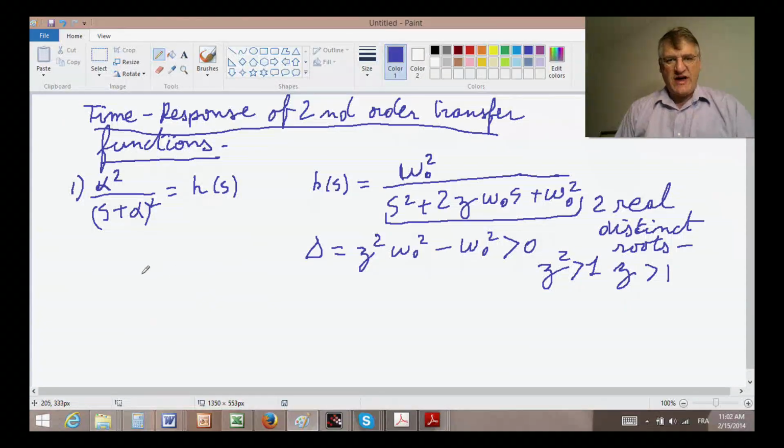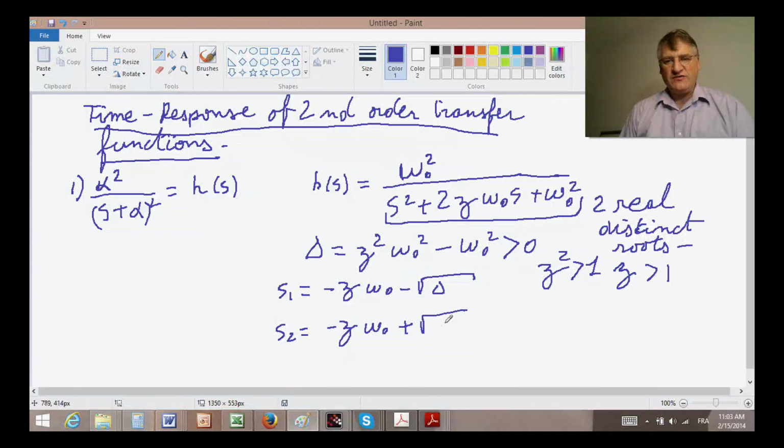Under these conditions, we have 2 roots. One of them will be S1 is equal to minus zeta omega 0 minus square root of delta, and the other S2 will be minus zeta omega 0 plus square root of delta. These 2 roots must be less than 0, otherwise we will have an unstable system, and we assume we have a stable system. This is automatically ensured when zeta is positive.